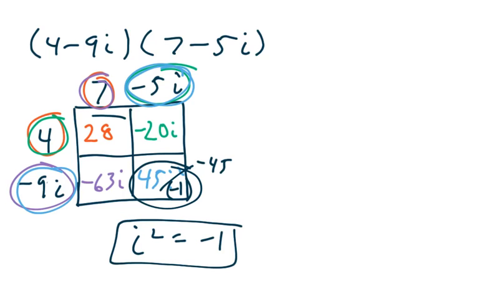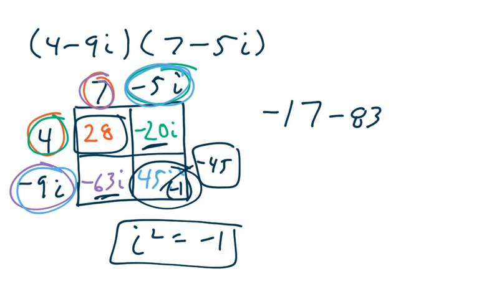So what do I have? I have 28 and a minus 45. That I'm pretty sure is negative 17. I have a negative 20i and a negative 63i. That makes a negative 83i.